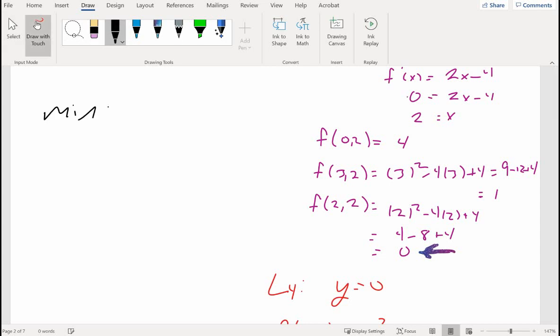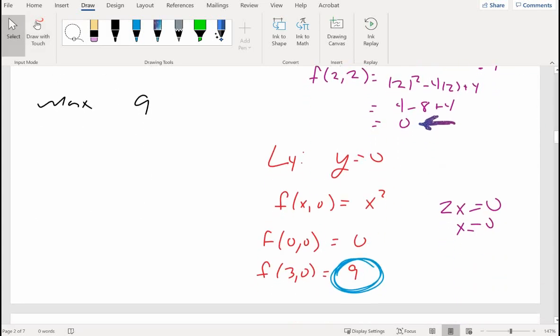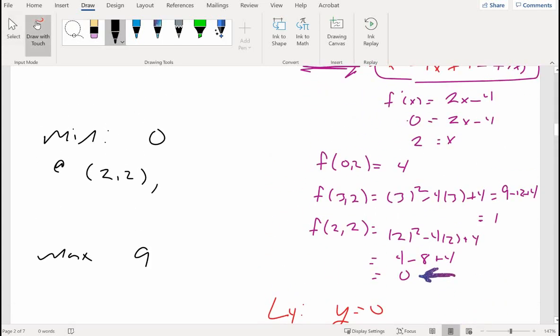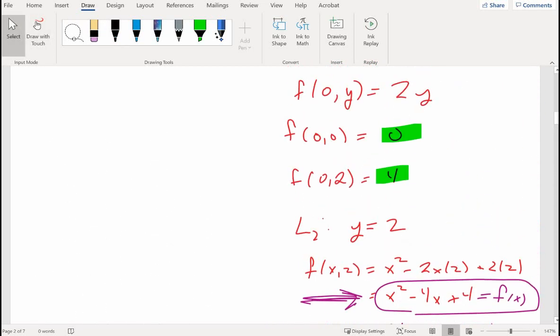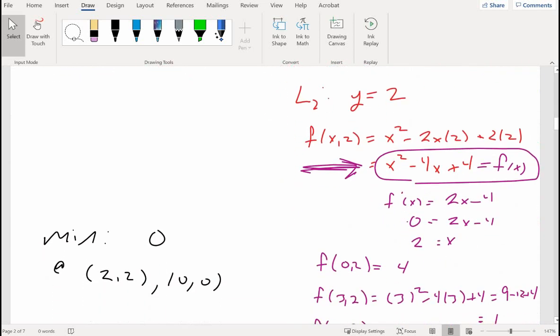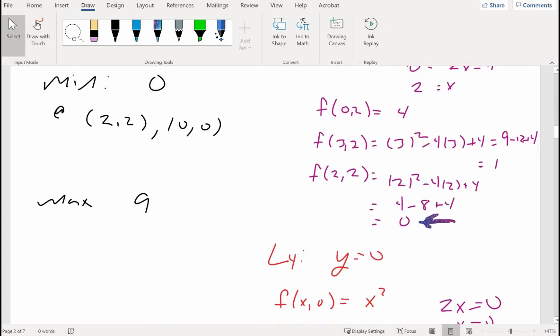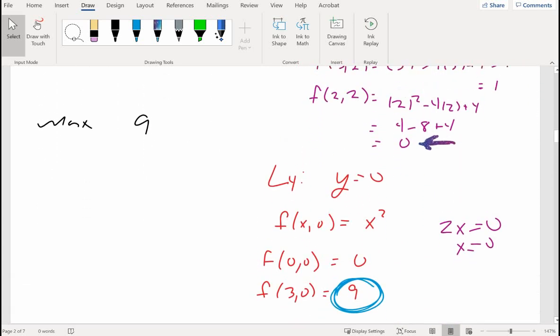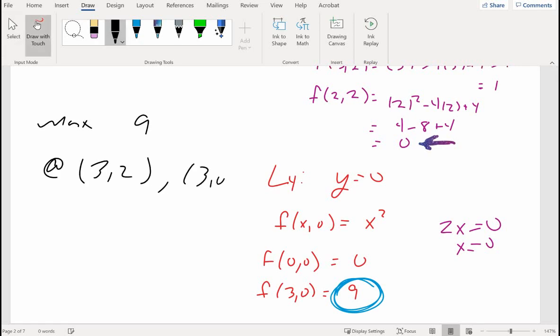So my minimum is 0. My maximum value was 9. The minimum occurred when we had 2, 2 in the domain, 0, 0. It occurred at a couple of places. And let's see, where else did I get a 0? That was 0, 0 again. And then 9 was at 3, 2, and again at 3, 0. So that occurred at 3, 2 and 3, 0.